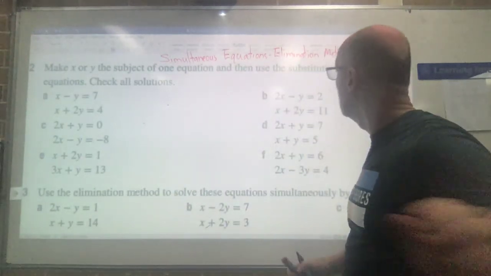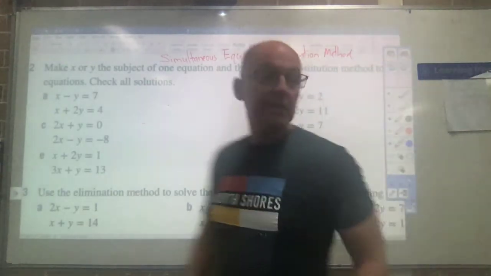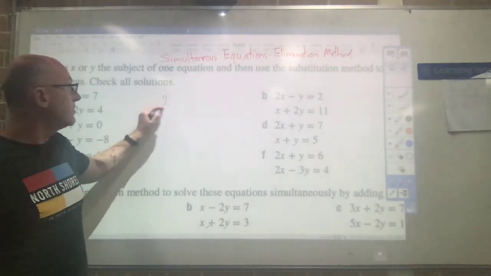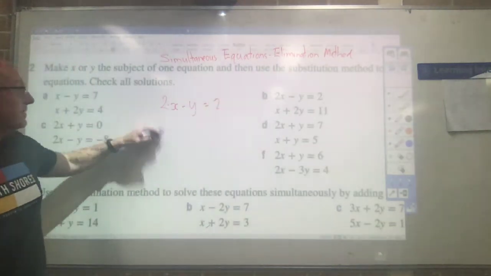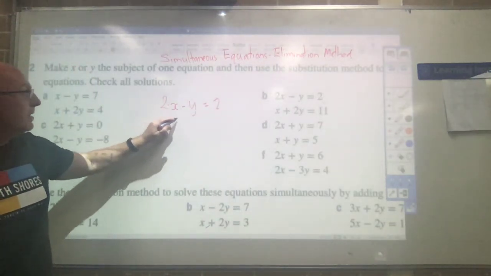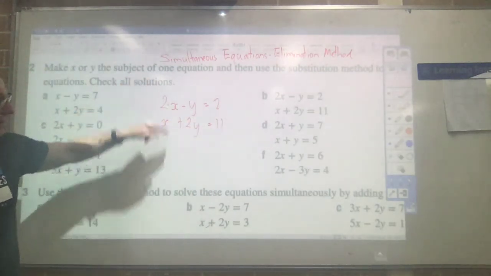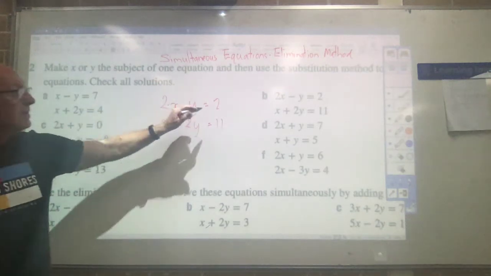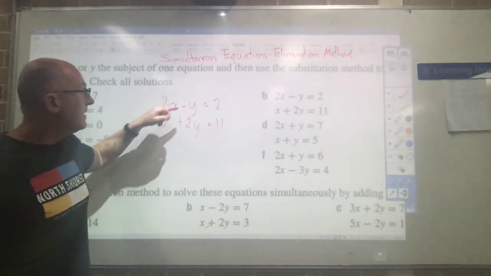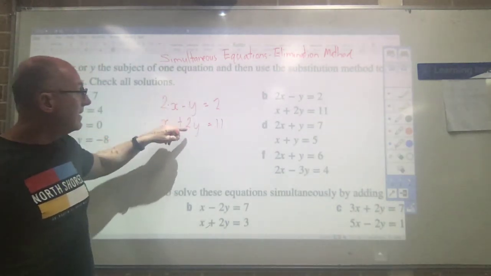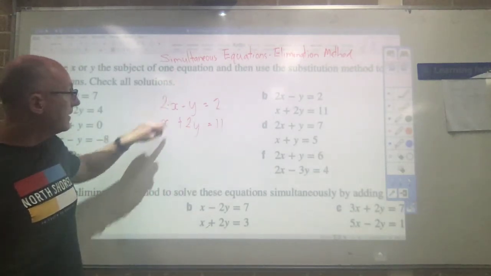All right, we'll try another one. Taking the second one, let's have a look at question B. Here are the two equations, let's line them up underneath. The first equation is 2x minus y equals 2, and the second equation is x plus 2y equals 11. We're looking to see if any of them match up. In the first one, you've got 2x and x, they don't match up. In the second one, we've got y and 2y, they don't match up. So neither of the letters match up with each other.